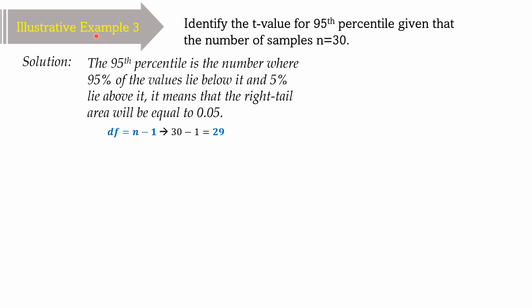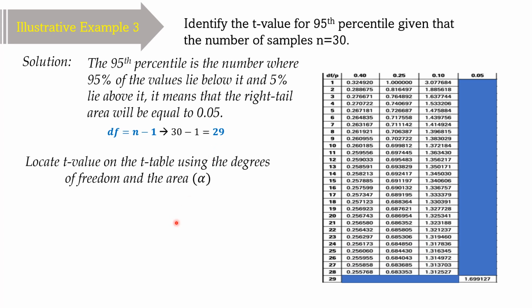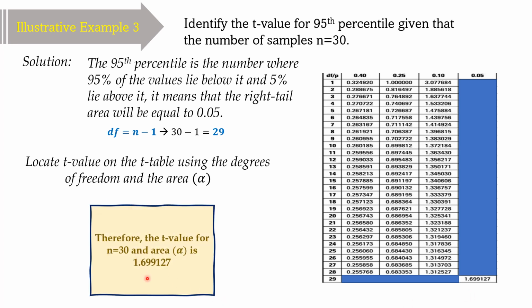Then, we have to find the degrees of freedom. We have to use a formula, df is equal to n minus 1. Then, substitute the given value. So, that is n equals 30. Then, 30 minus 1. Therefore, degrees of freedom equals 29. So, by using the t-table, we have to locate the t-value. The degrees of freedom is 29 and the right tail area is 0.05. Then, their intersection would be our t-value. Therefore, the t-value is equal to 1.699127. So that is how we are going to locate the t-value in this kind of scenario.